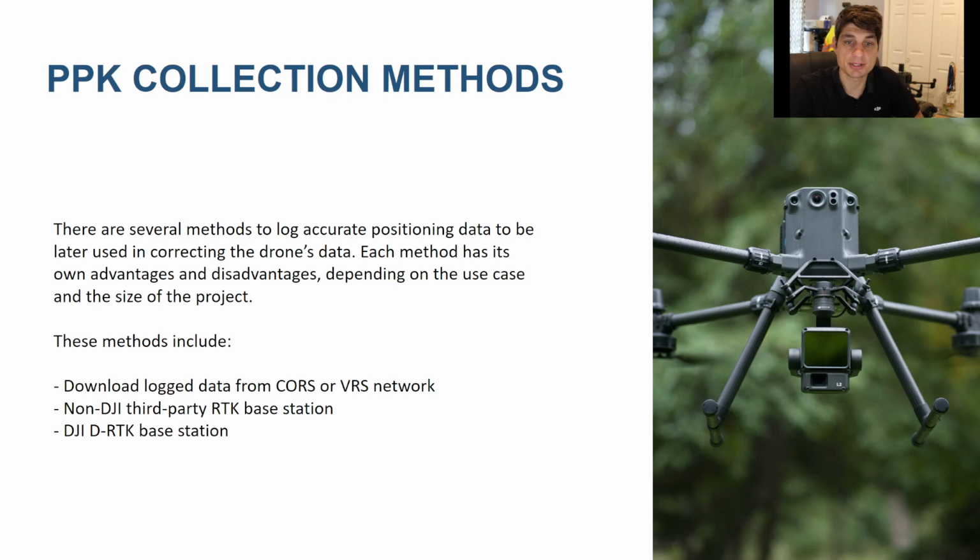The collection methods: there are a couple different ways of logging or getting PPK corrections. Those methods can include downloading log data from a CORS or VRS network, so being able to see something that may be close by that you can reference to. A non-DJI third-party RTK base station, basically anything that can log static, or if it can't log static, you definitely need to be setting it up over a known point. And third, a DJI D-RTK base station is definitely an option too. You don't have to use a third party. You can utilize our base station. We'll talk through each one of these different methods.